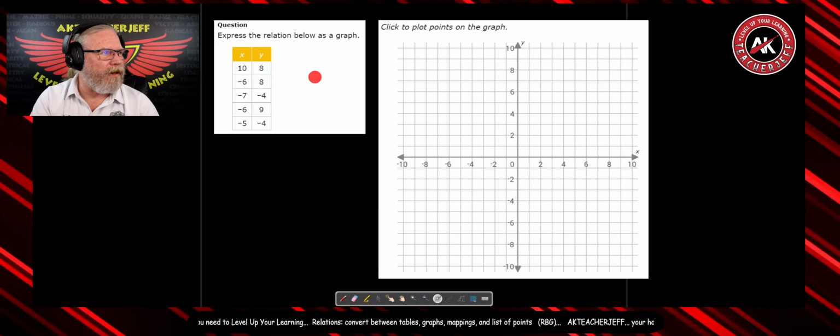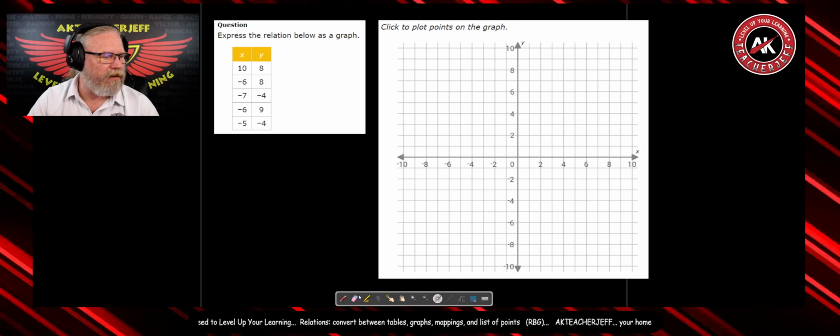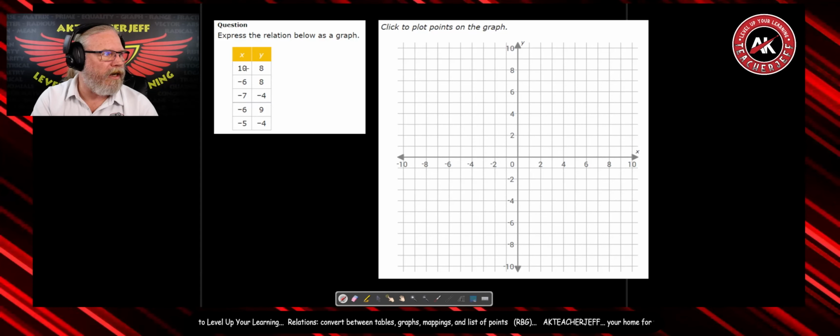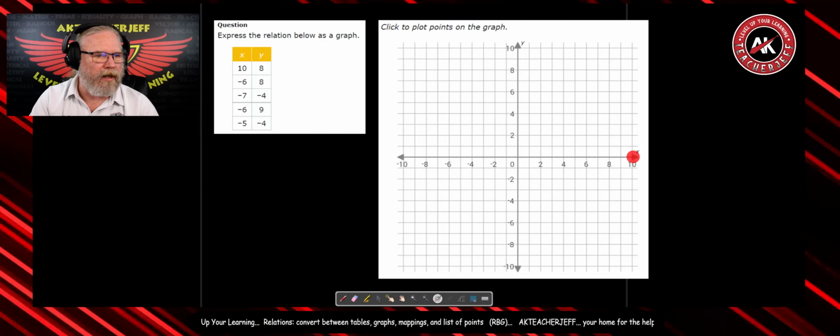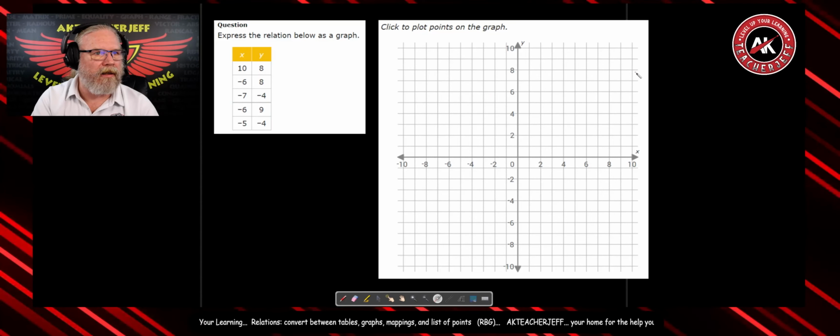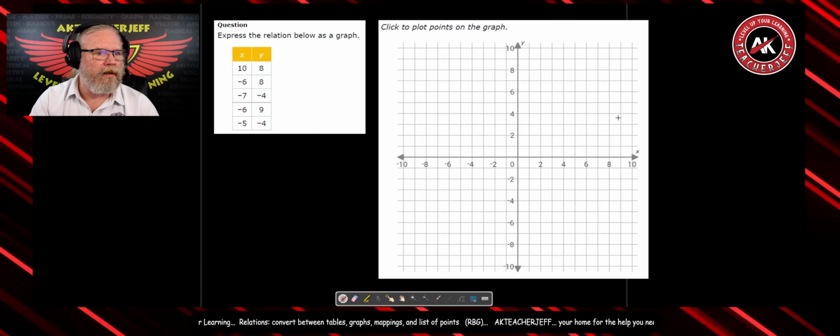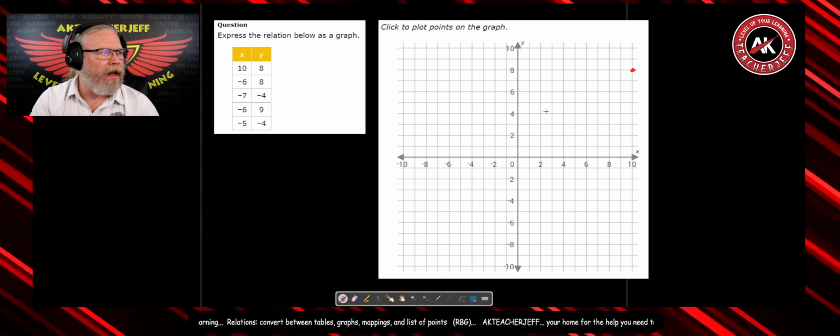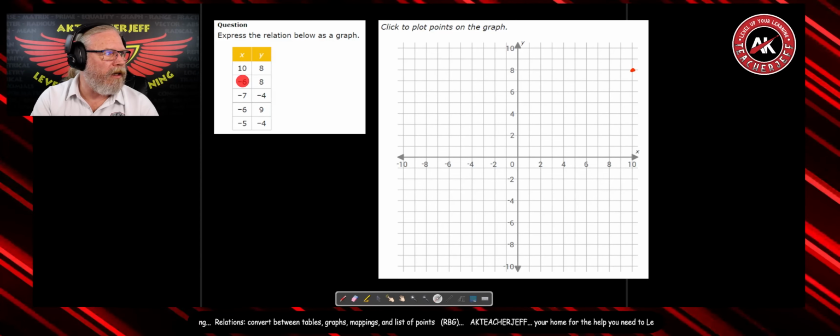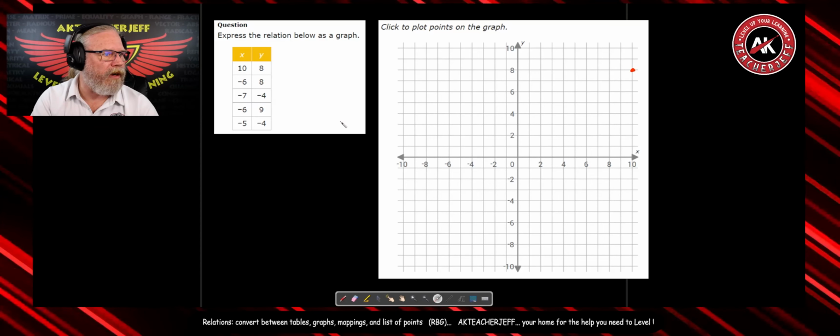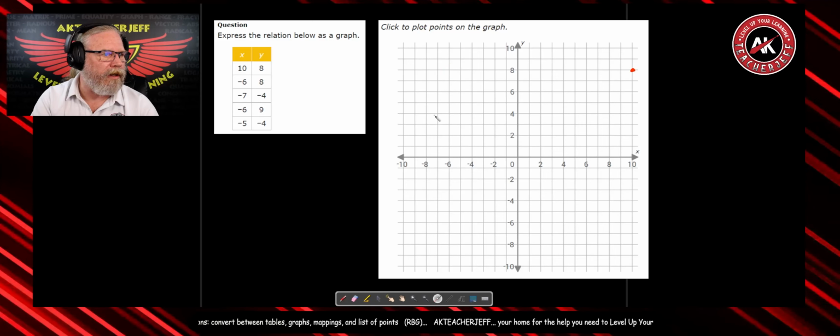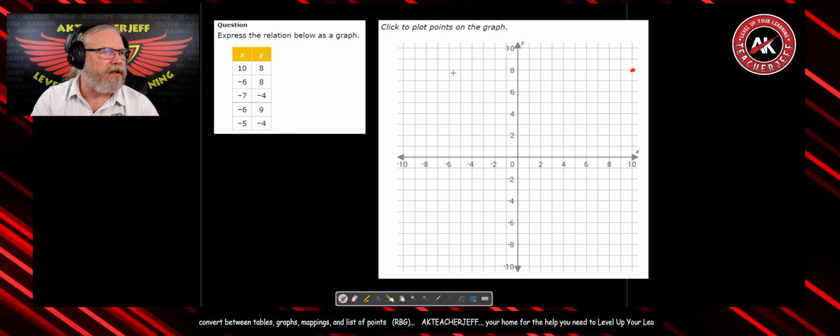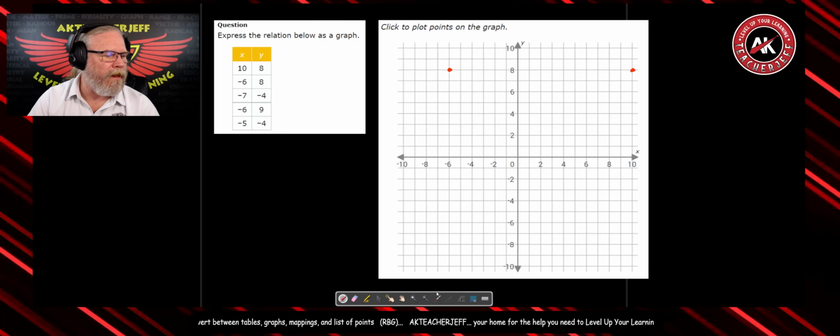So I want to go from a table to a graph. Our inputs are -10 or +10. So here's +10 right here. It's mapped to +8. So we want to point right there. Stick one right there. And then the next input is -6, and we get an output of 8. So -6 and 8. Looks like that would be right there. Click right there.